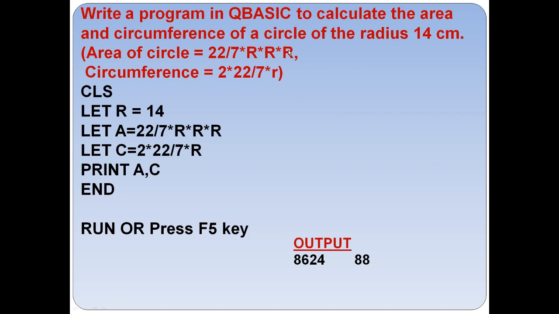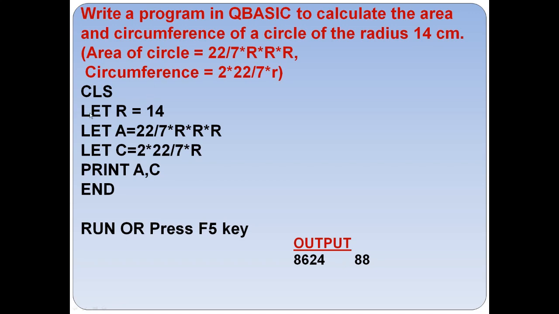Now, this is one more program. In this program, we are finding the area of a circle and circumference of the circle. Area of circle formula is 22 upon 7 multiply r multiply r multiply r. The formula is pi multiply r cube. And circumference is 2 multiply pi multiply r. Pi value is 22 upon 7. 2 multiply 22 upon 7 multiply r for radius. This r is for radius. Write a program to calculate area and circumference of a circle, the radius given in the question is 14 cm.